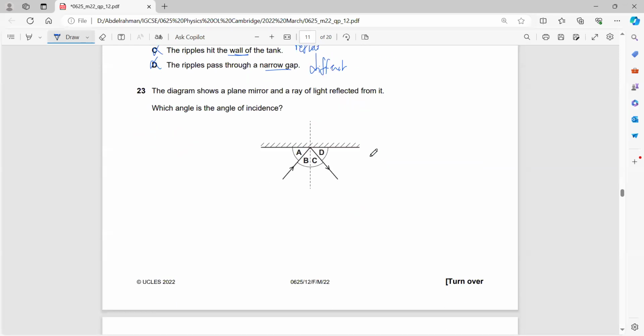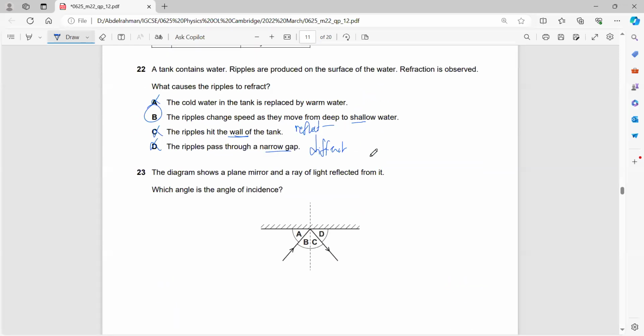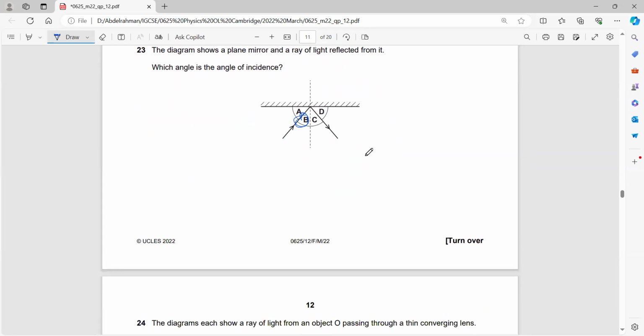Which is the angle of incidence? I guess this is the easiest question. I hope all of the questions are like this one. Which of these is the angle of incidence? Definitely, it is B. It has to be the angle between the incident ray and the normal.